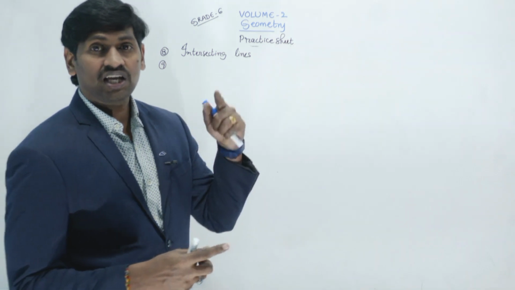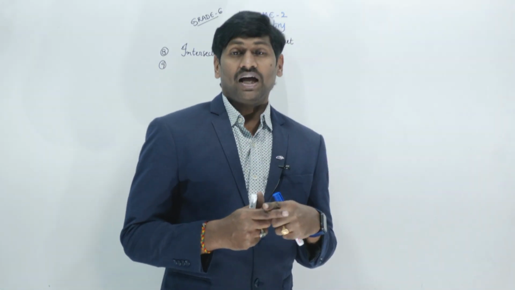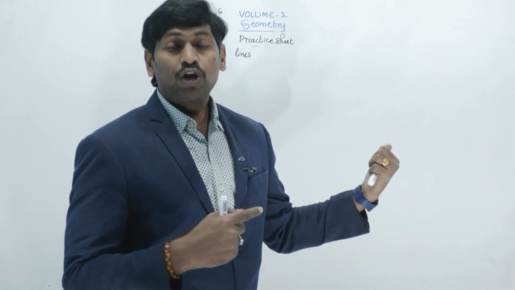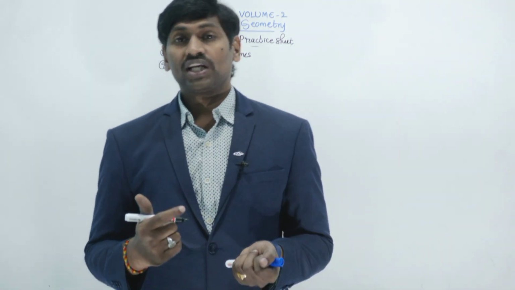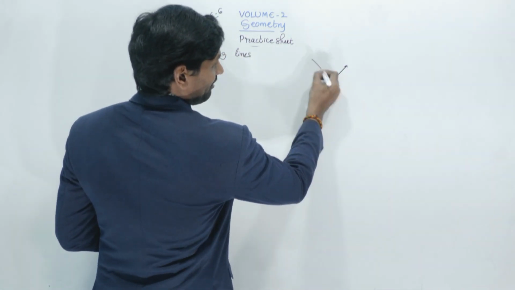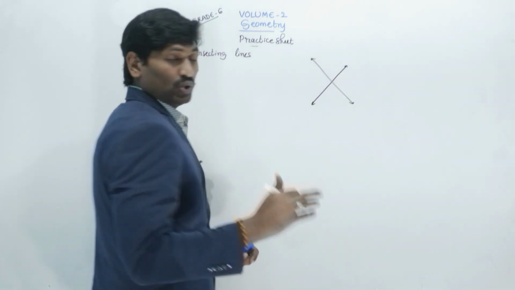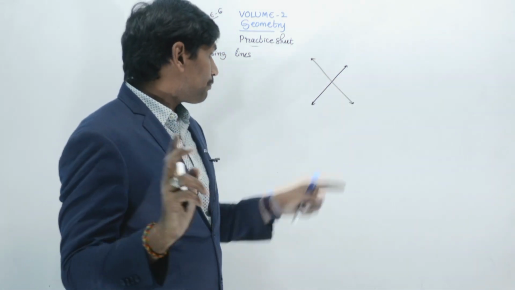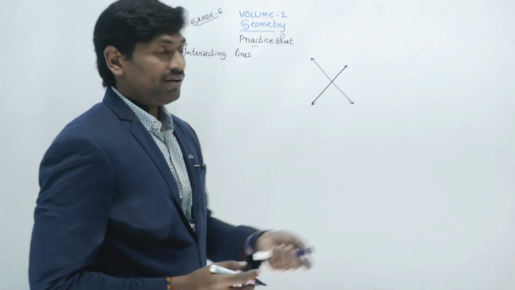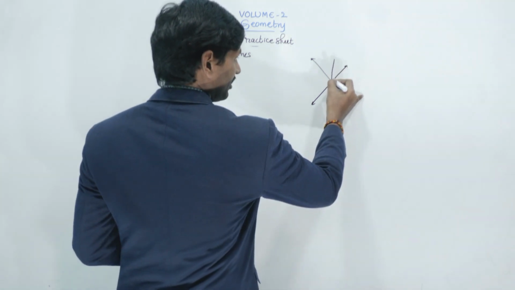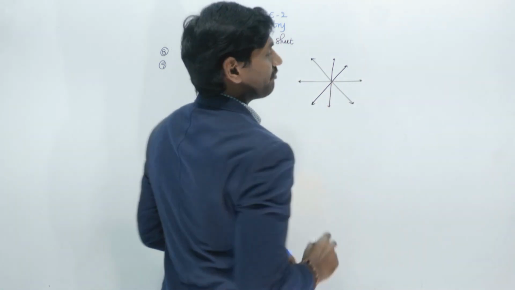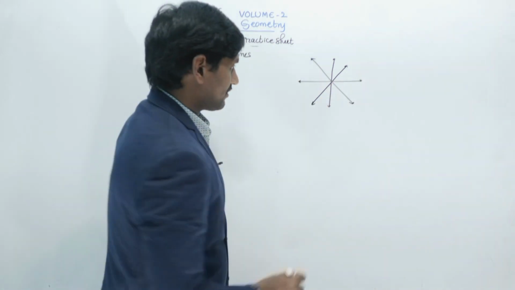We discussed intersecting lines, we discussed parallel lines, and coincident lines. But what are concurrent lines? Only two lines having a common point are called intersecting lines. But if you draw more than two lines at the same common point, such types of lines are called concurrent lines.